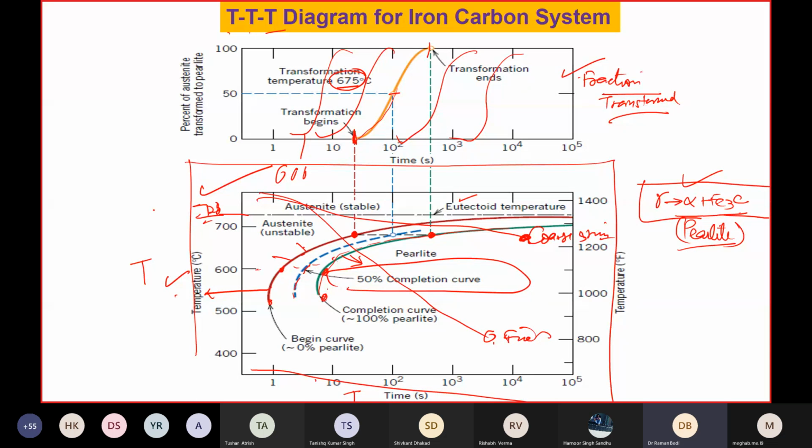But what you are assuming here is that this transformation is happening at a constant temperature, at this isotherm. So we are saying that TTT diagrams are also known as isothermal transformation diagrams. We are assuming that this transformation is happening at constant temperature. That is because this is what you are plotting here: the start point and end point happen at a constant temperature, and we call them isothermal transformation curves also.